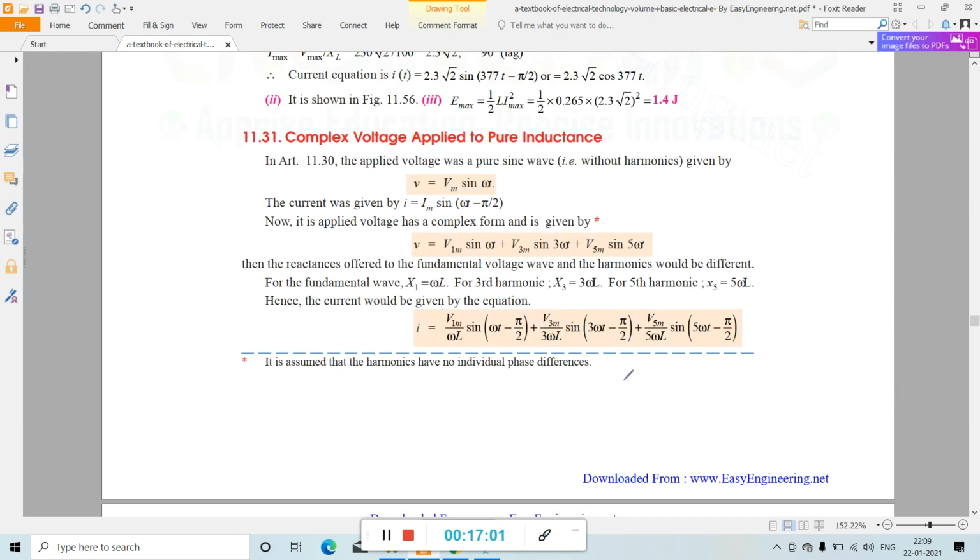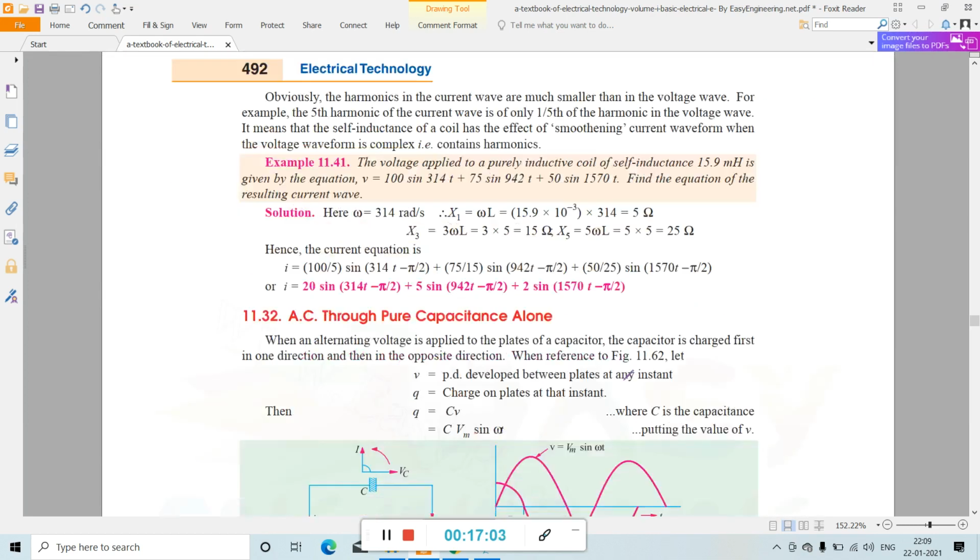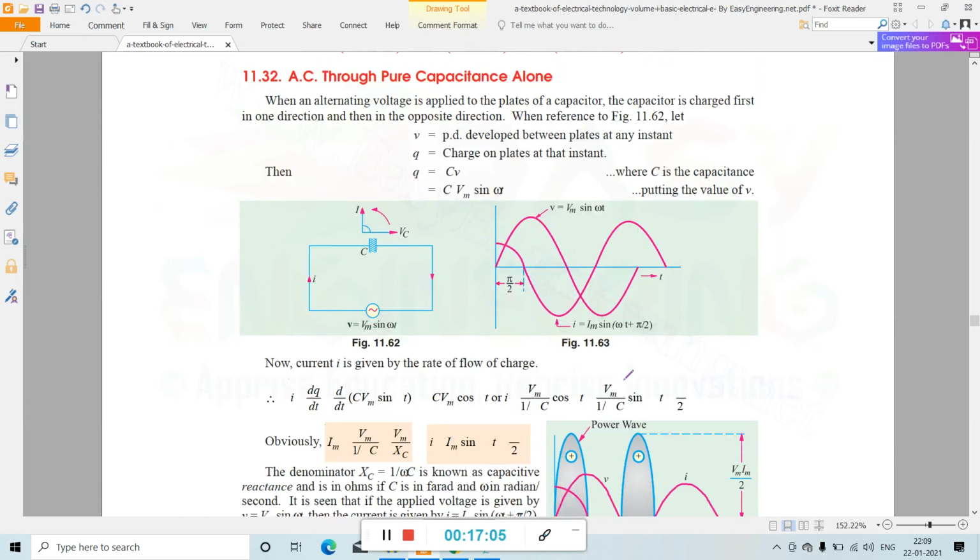Now let's go to AC through pure capacitance. You just see here what happens. This is the supply, this is one capacitor. When supply is given to this capacitor through this circuit, I amount of current is flowing through this capacitor. When alternating voltage is applied to the plates of a capacitor, the capacitor is charged first in one direction and then in the opposite direction.